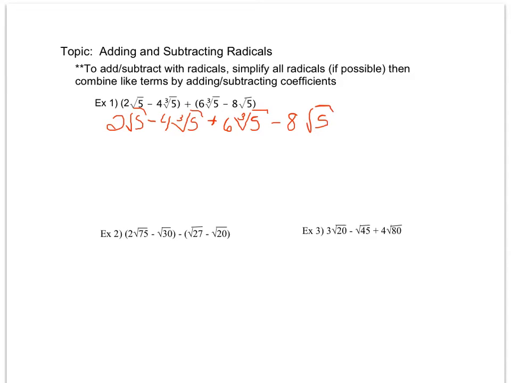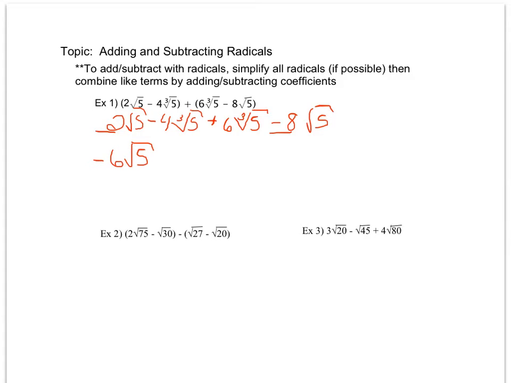From here, I check for my like terms. I have a like term here. I have 2 radical 5, and I have minus 8 radical 5. Remember, the sign belongs to the number. When I put those together, adding the coefficients of 2 and negative 8, I get negative 6 radical 5.